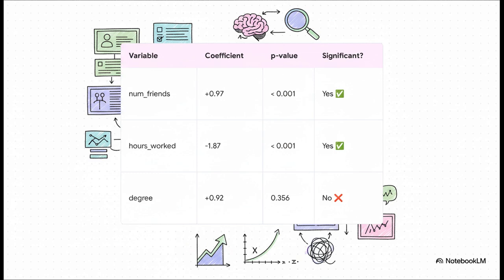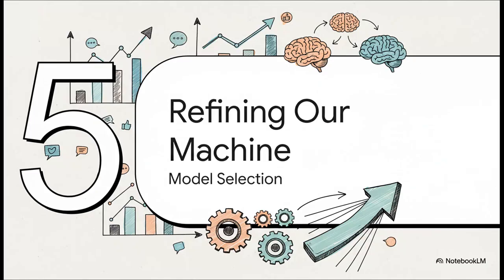In statistics, a high p-value is basically the data whispering to you, hey, this one's probably not important. It's just random noise. So we built a much more powerful model, but it's carrying some dead weight. That degree variable isn't really helping. So the final and maybe most important step for any good data scientist is to refine the model. We want to trim off the useless parts to make our prediction machine as lean, efficient, and reliable as possible.